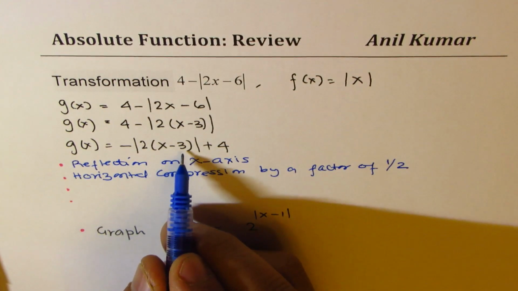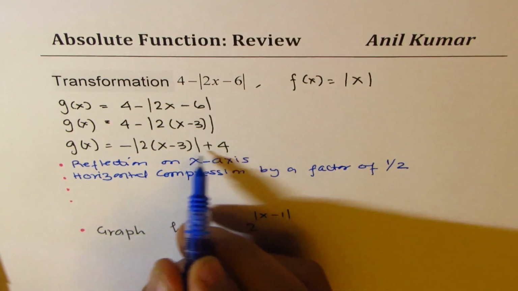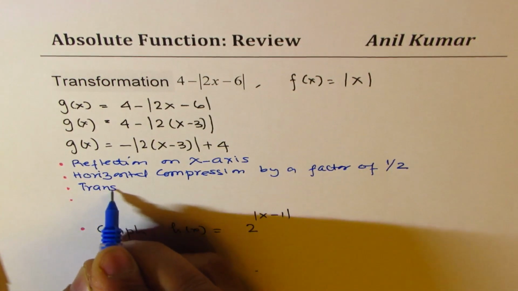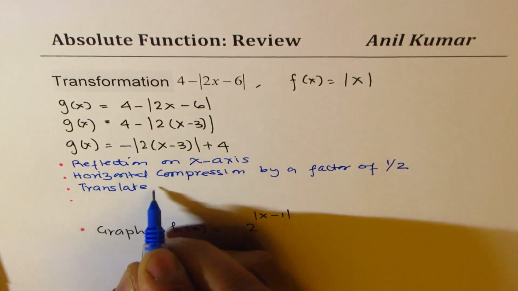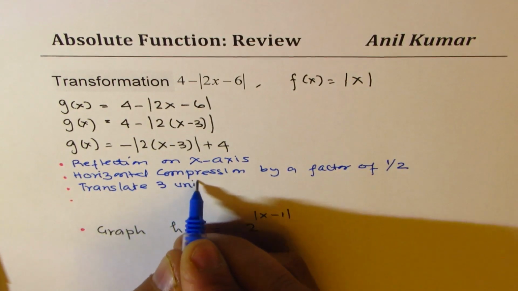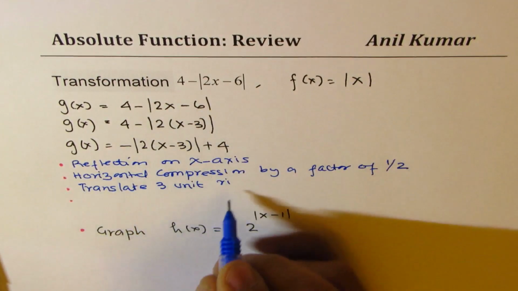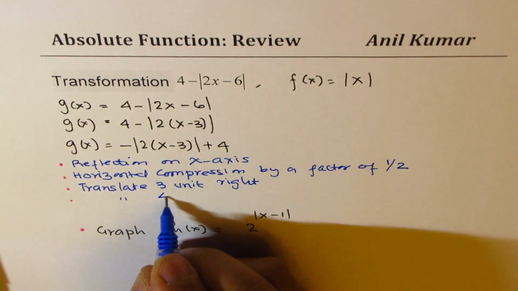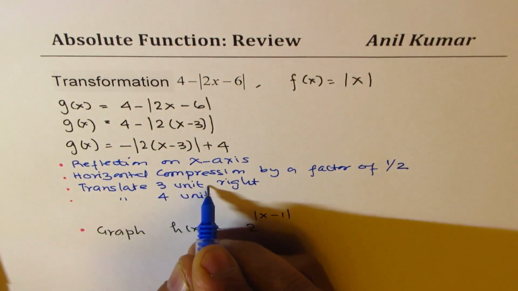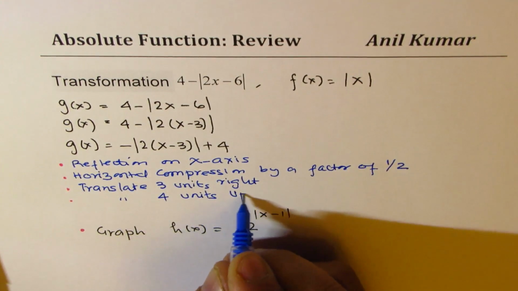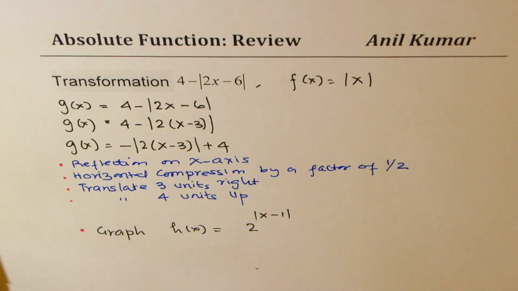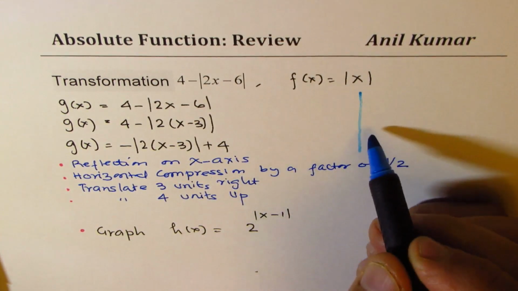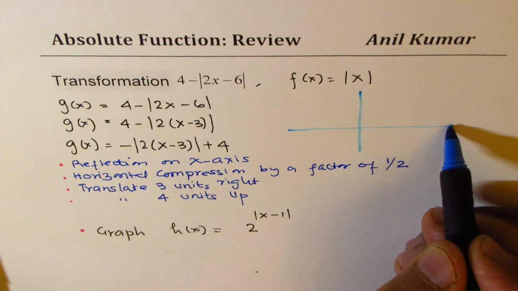And then we come to translation. You could even combine them together, or you may write translate 3 units, right, not 6, and translate 4 units up, correct? So that becomes the complete description for transformations of this function. And what you can do is you can kind of sketch this function.